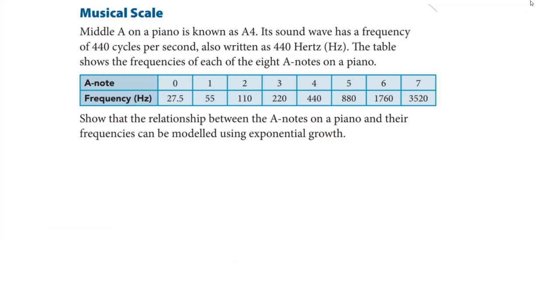A middle A on a piano is known as A4. Its sound wave has a frequency of 440 cycles per second, also written as 440 hertz. The table shows the frequencies of each of the 8 A notes on a piano. Show that the relationship between A notes on a piano and their frequencies can be modeled using exponential growth.